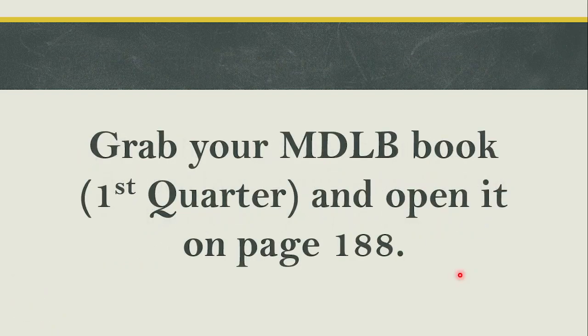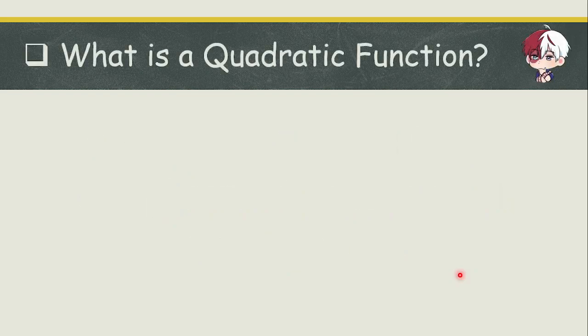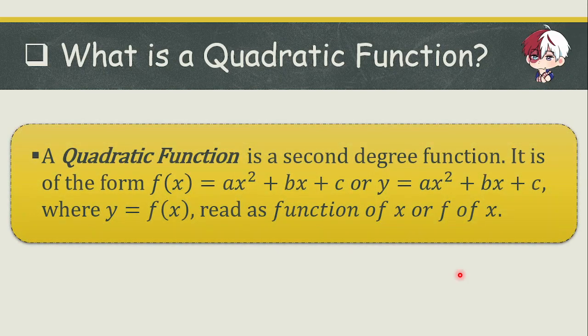Grab your first quarter book and open it on page 188. What is a quadratic function? A quadratic function is a second degree function. It is of the form f of x equals ax squared plus bx plus c, or y equals ax squared plus bx plus c, where y equals f of x. f of x is read as function of x.